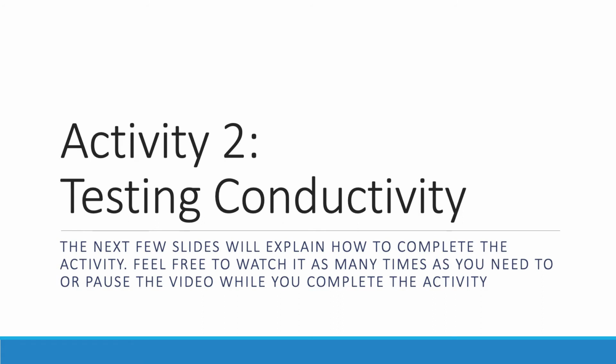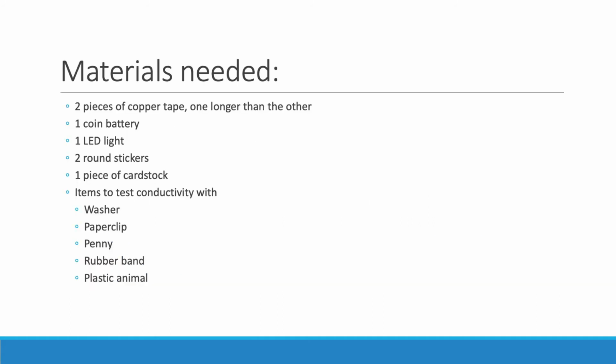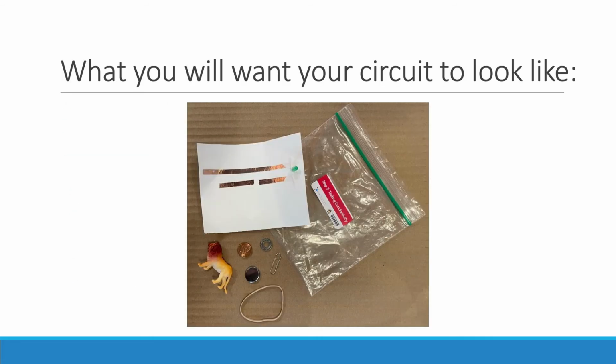To do this, you'll need to create a new circuit and find materials to test. To build a circuit for your conductivity test, you will need the following materials: 2 pieces of copper tape, one longer than the other, 1 coin battery, 1 LED light, 2 round stickers, and 1 piece of cardstock. You will also need items to test the conductivity of, like paper clips, plastic bottle caps, pennies, or washers.